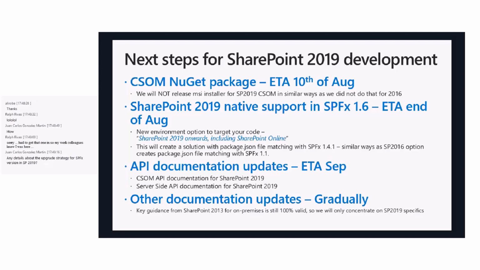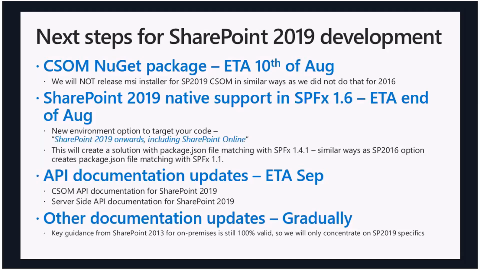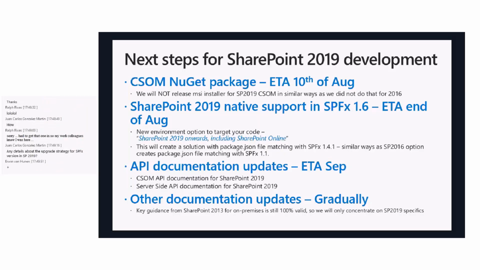Now, SharePoint 2019 native support in SharePoint Framework 1.6. In SharePoint Framework 1.6, which is ETA by end of August, there will be an option where you can target the code to SharePoint 2019 onwards, including SharePoint Online. So basically, you will have 3 different options when you run the Yeoman template, and one of them will be for 2019.